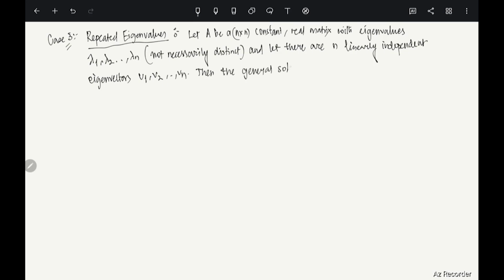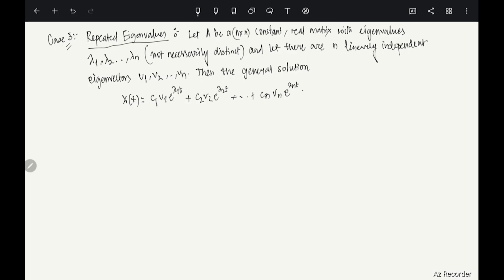I think you have already guessed it. What is the general solution? X of t is nothing but c1 times v1 e to the power lambda 1 t. Exactly the same. Yes, c2 times v2 e to the power lambda 2 t. Why is it the case? Maybe you can pause this video and think of why this should be the case. Even though lambda 1, lambda 2, lambda 3 are not distinct, the eigenvectors which you are going to get are linearly independent. That is given. Let's just assume that is true.